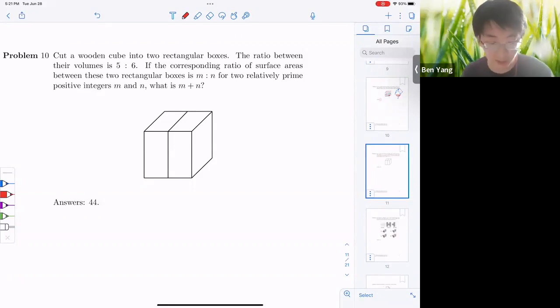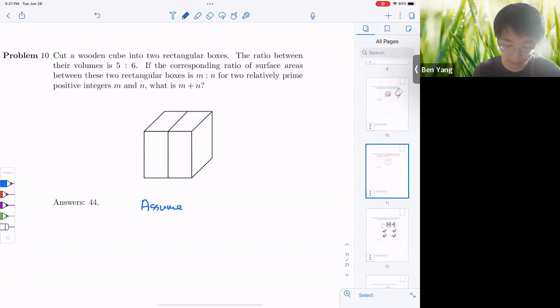So we don't know the side length, but because of the ratio here, 5:6, I guess it's a good idea to assume that the side length is 11, so that we can just work with integers. Yeah, so assume side length is 11. Then we need to compute surface areas. We have 11 here, 5 here, 6 here, then 11 everywhere.